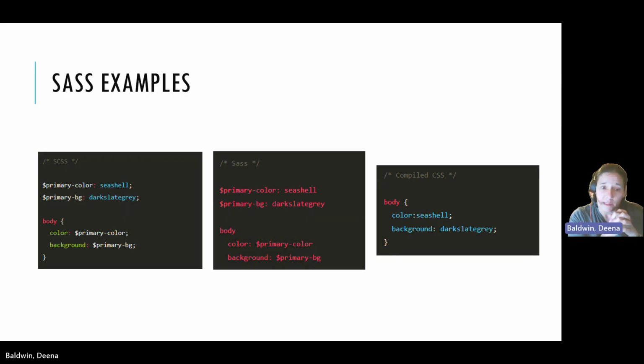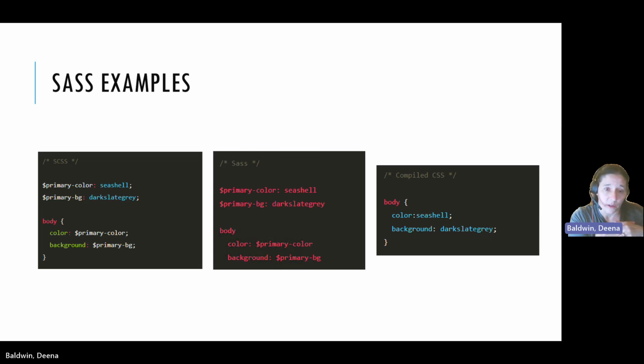So this slide shows some SASS examples. The code here declares two variables. We declare the variables with the $ sign using SASS. The first one is the SCSS syntax, which is the newer one. It declares two variables, the primary color and the primary background, and applies them to the body HTML element. And the second example is using the SASS syntax, which is the older one.